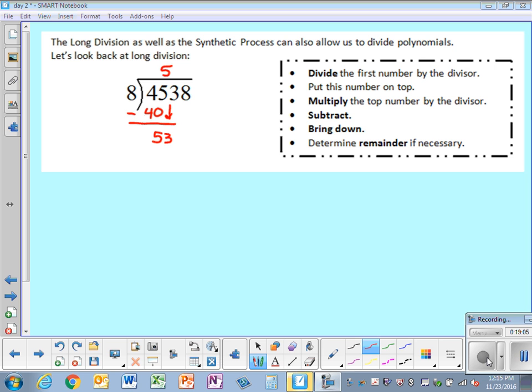So now 53 divided by 8. It's not going to be exact. What's the closest you can get? 6. 6 times 8 is 48. Where'd you get the 6 from? 6 times 8 is 48. 53 divided by 8.